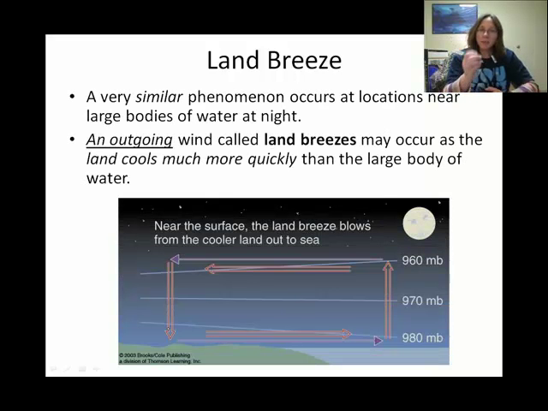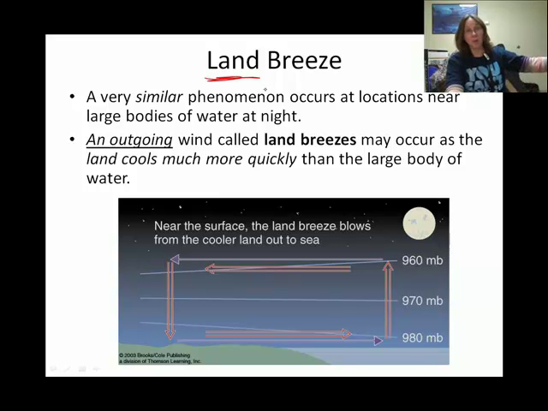So now a land breeze. Remember I said look at the word before the wind. In this case, if it's a land breeze, that means it's coming from the land, going out to that large body of water, whether that's Lake Michigan or a sea or an ocean. Land breezes occur because at night the land tends to cool down more quickly. And here's my land over here. I kind of switched figures, didn't I? And here is the sea or the ocean or Lake Michigan. So the land cools down more quickly.